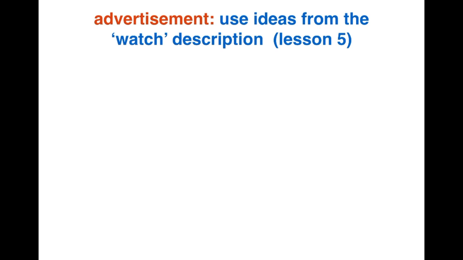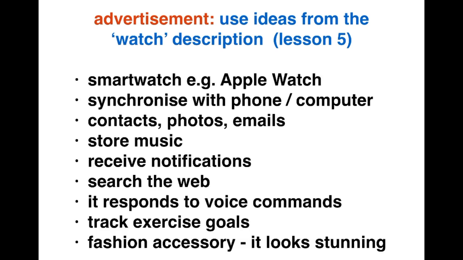Here's some of the ideas that we had in that lesson. I chose to describe a smartwatch, for example, the Apple Watch, and you can talk about the advertisement in the same way. You can talk about how this watch looks fantastic because it synchronizes with your phone or your computer. You can use contacts, photos and emails on this watch. You can store music, receive notifications, search the web. It responds to voice commands. You can track your exercise goals, and it's also a nice fashion accessory.